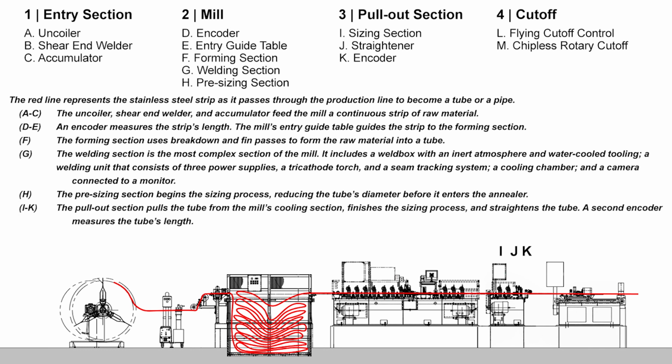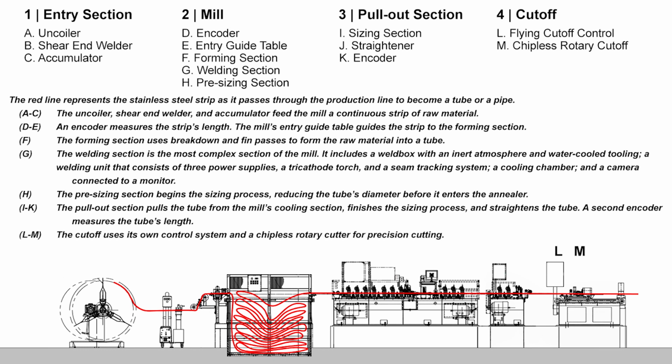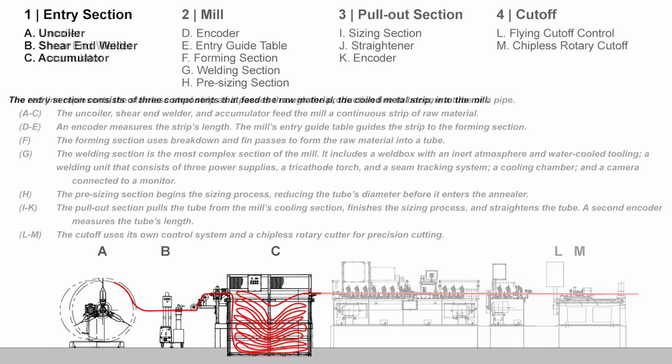Next in line is the pull-out section. As the name implies, it pulls the tube from the previous section. It also finishes the sizing process, straightens the tube, and uses a second encoder to measure the tube's length. Finally, the cutoff uses its own control system and a chipless rotary cutter for precision cutting. Let's take a closer look at each section.